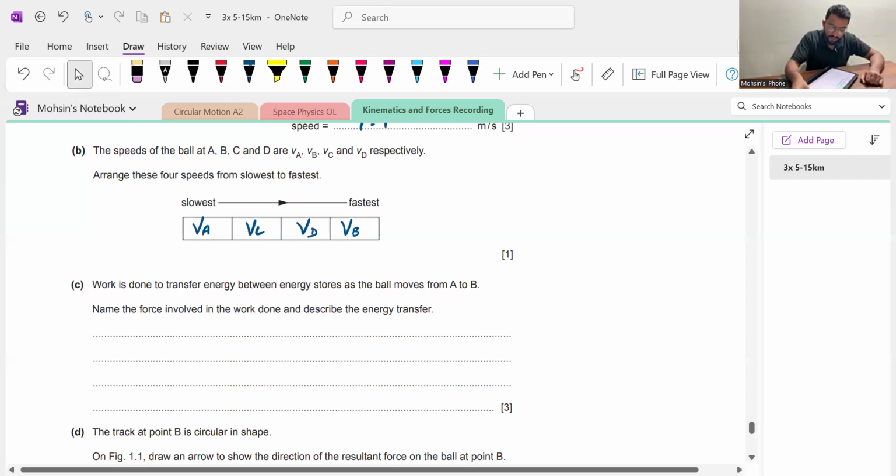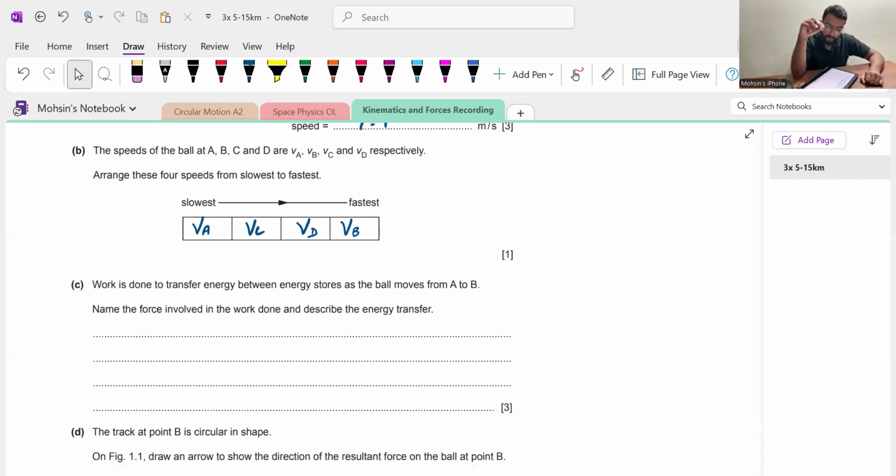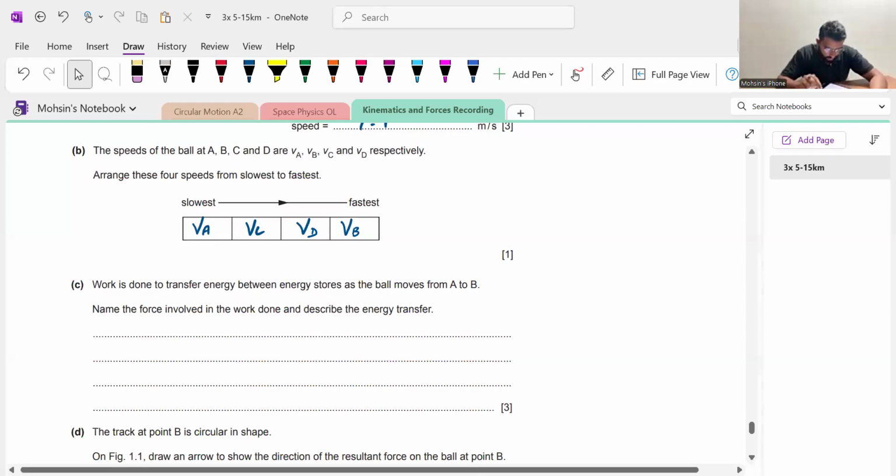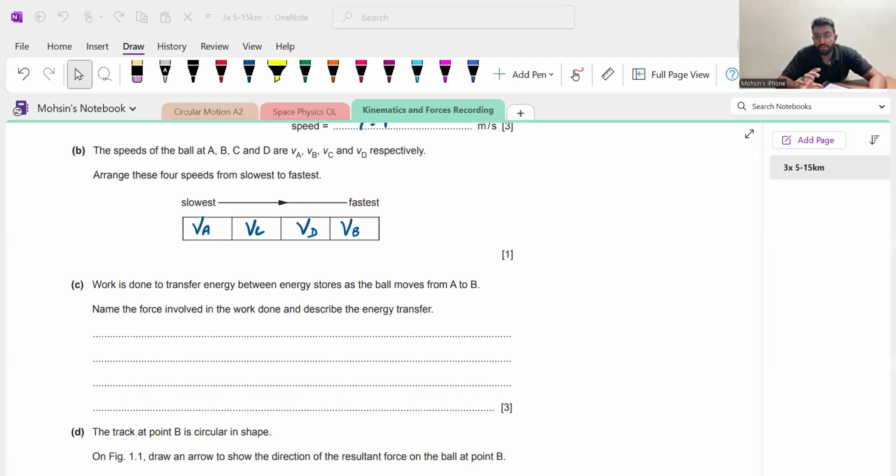Work is done to transfer energy between energy stores as the ball moves from A to B. Name the force involved in the work done and describe the energy transfer. Obviously, at the highest point, it is at rest. It has gravitational potential energy, and as it goes down, it will gain kinetic energy. So name the force involved in the work done. Which force is doing the work? Obviously, the one pulling it downward. It is the gravitational force. The gravitational force pulls it downward, and then gravitational potential energy gets converted into kinetic energy.